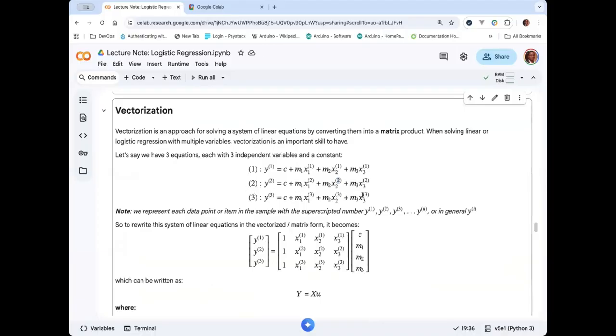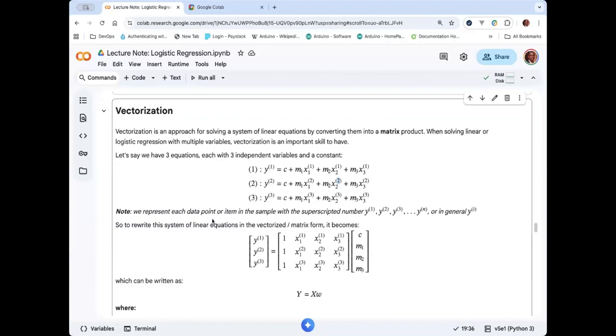And then you have the third data point, or the third sample, or the third item in the sample. Again, you have a y value, y pred. Then you have c plus, again, m1 x1 but for the third, m2 x2 for the third, and m3 x3 for the third. So you see, this is a system of linear equations.